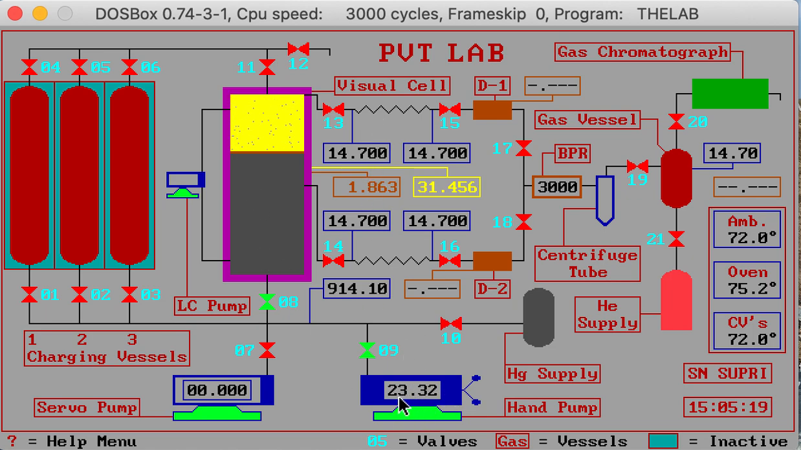But remember, this hand pump has only 30 cc's. So when you get close to the 30 cc's, you need to empty the hand pump to the mercury supply. But let's continue and find the dew point. So I'm going to remove more. I press F5 again, and this time I'm going to remove 5 cc's.